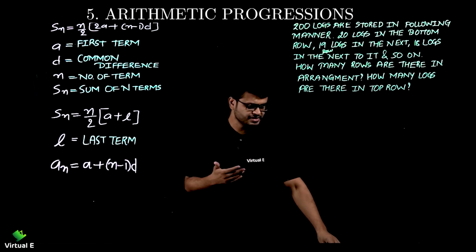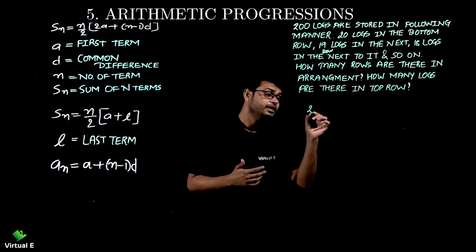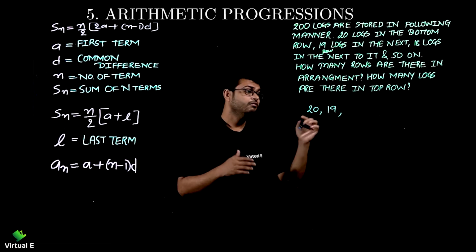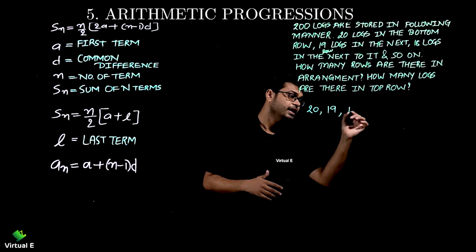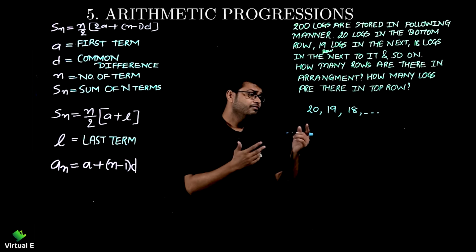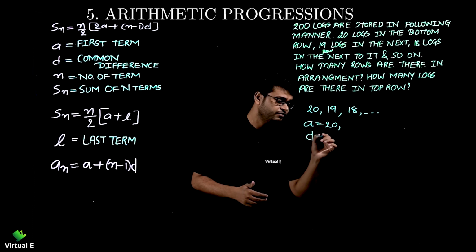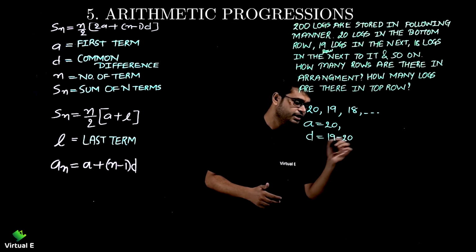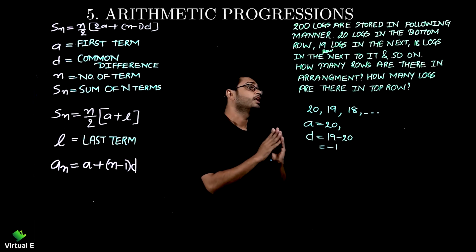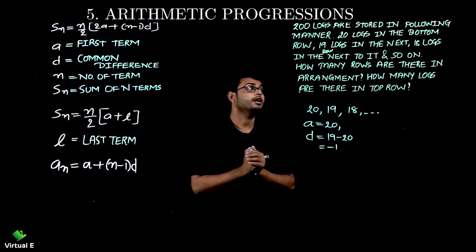So it's very simple, AP is given directly: at the bottom row there are 20 logs, one above it has 19 logs, and one above it has 18 logs, and so on. So we get the value of a, very simple, 20. We get the value of d, which is 19 minus 20, so it is minus 1. The AP is decreasing.